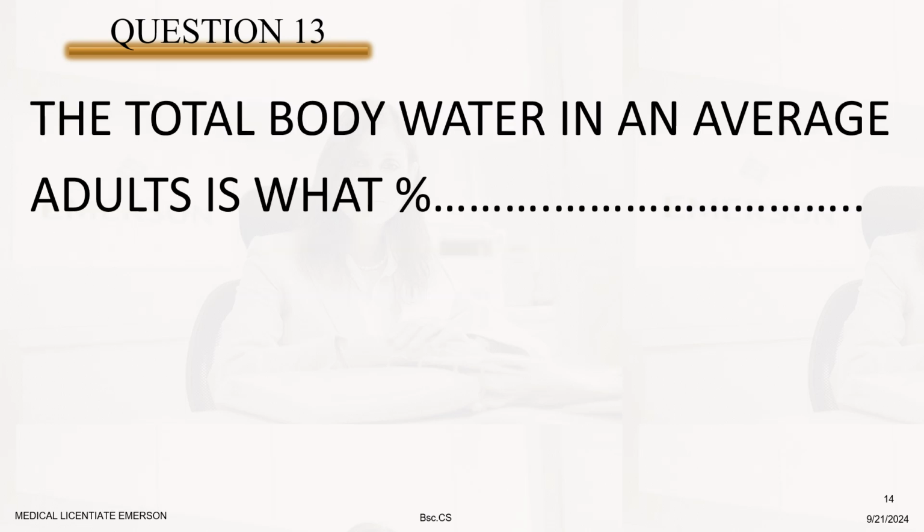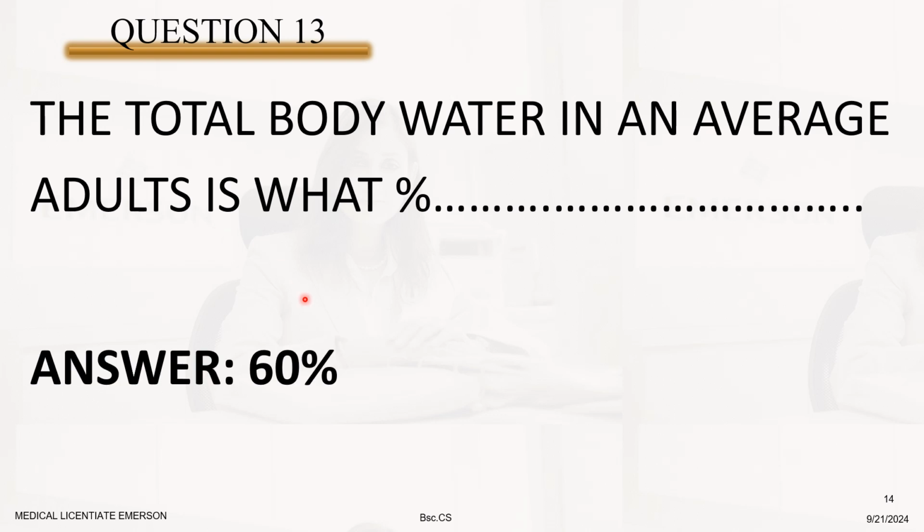And the total body water in an average adult is about what percentage? The answer of course is 60%. This is one of the easiest again. Okay, let's move on.